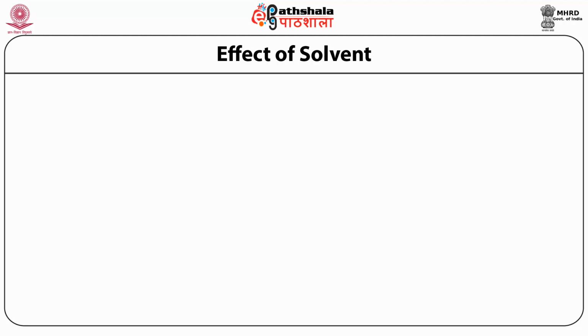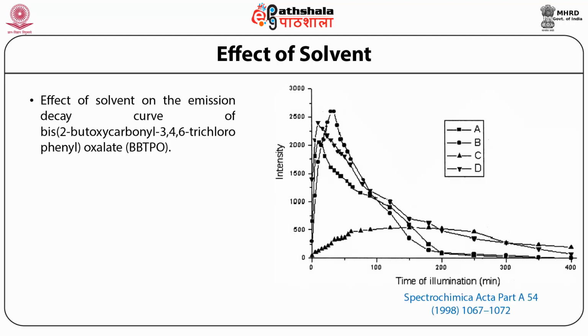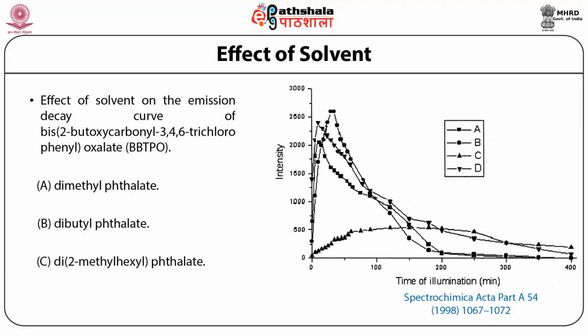In this slide, we can see different solvents have been used and the effect of them on the emission decay curve can be seen. First curve is in dimethyl phthalate, second is in dibutyl phthalate, third has been used di-2-methyl hexyl phthalate. D is 50% dibutyl phthalate and 50% di-2-methyl hexyl phthalate. We can see in di-2-methyl hexyl phthalate, the fluorescence intensity is so suppressed and it is almost constant over a period of time. Whereas in case of dibutyl phthalate, the intensity is quite high and for longer duration.